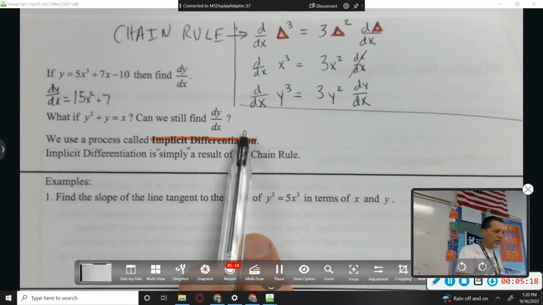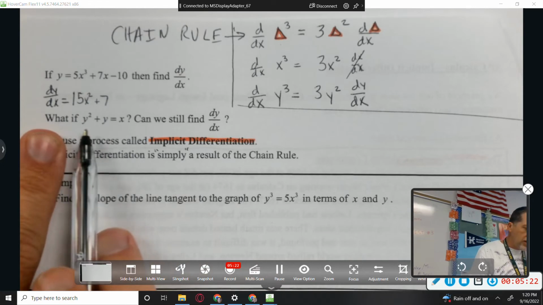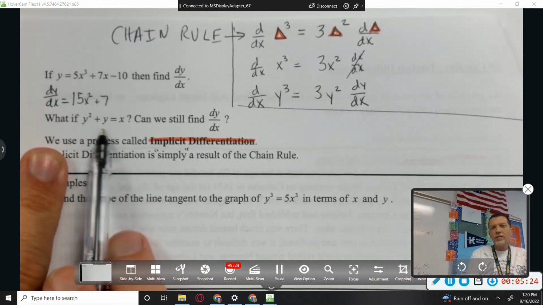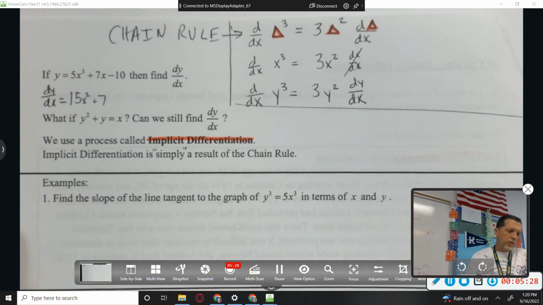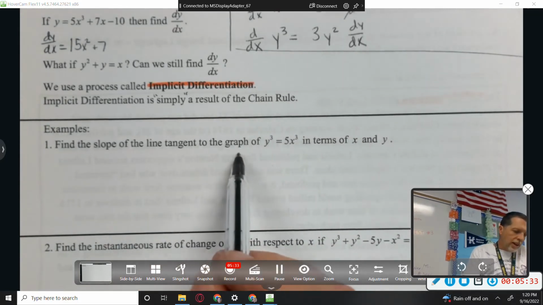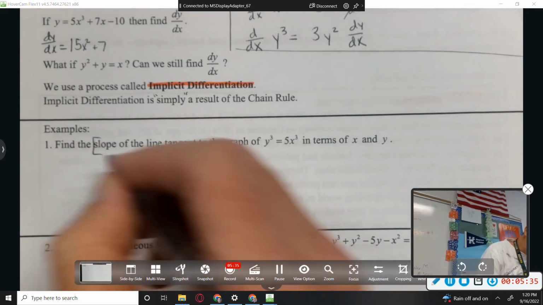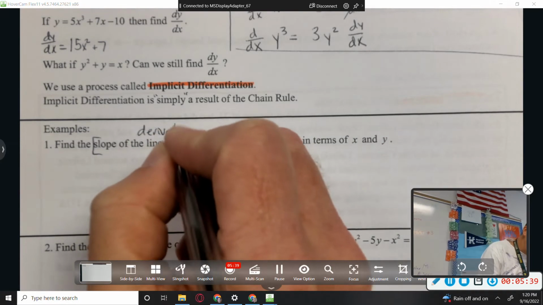So what we'll try to find in a moment is dy/dx off of something that has y squared in it. That's scary. There's really not enough room right here, so let's jump to example 1. Okay. Find the slope of the line tangent to the graph. Again, we like to just use a bunch of different words that all mean derivative.